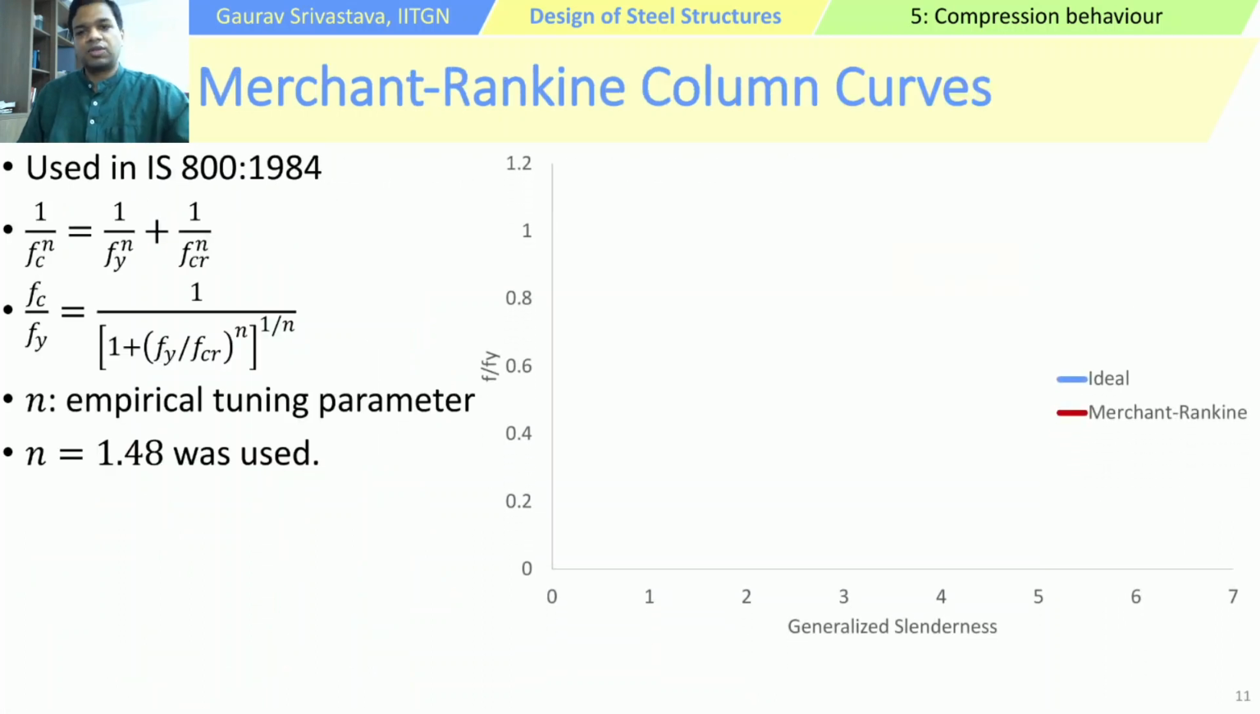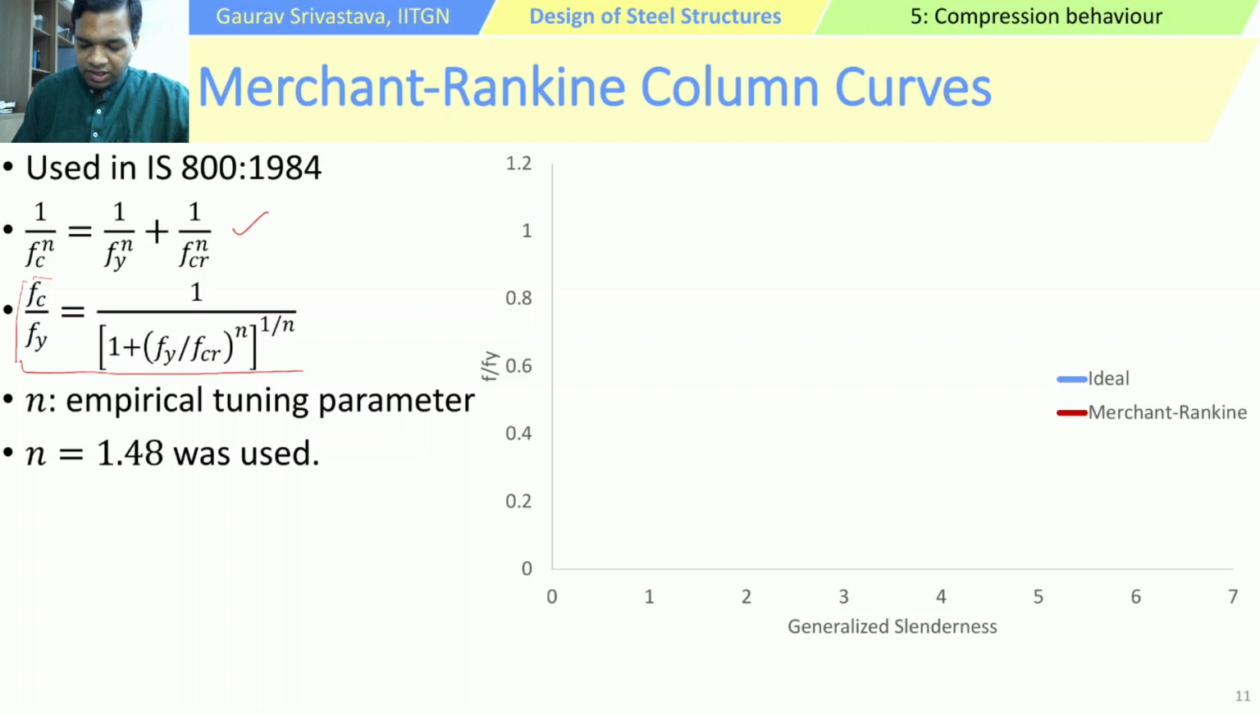Now, one of the approaches to consider this real column behavior, which the earlier IS 800 was using. So the 1984 version of the IS 800 was using something called a Merchant-Rankine column curve. Okay, so this was defined like this, and this is like a hyperbolic type of curve. So Fc by Fy. So Fc here stands for the failure stress. Okay, so again, if failure stress is Fy, then this becomes simply 1. If the failure stress is critical buckling, then it will be the ratio.